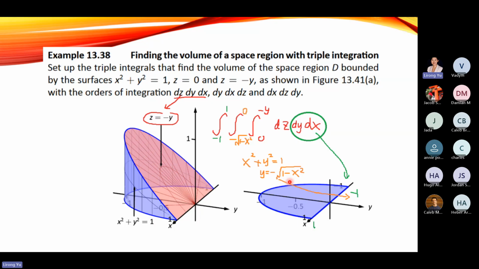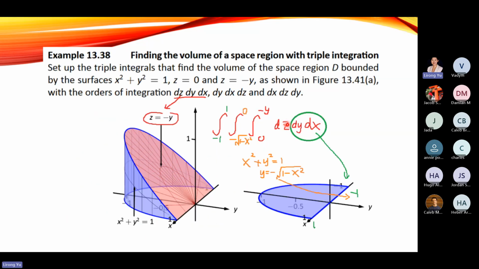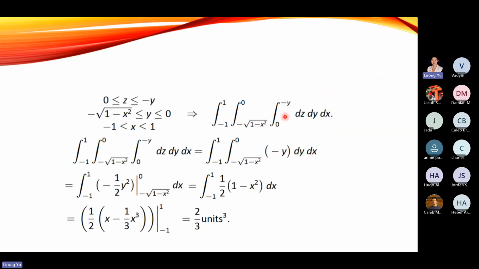Okay, so once we have the integration limits, all we have to do is finish the integration. Here is the integration once we identify the proper boundaries for z, for y, for x. Those are all the integration limits over there. That's the integration that we identified over here. Now, for this dz, since the integrand is 1, this integration gave us negative y. Then the y dy will give us negative y squared over 2.